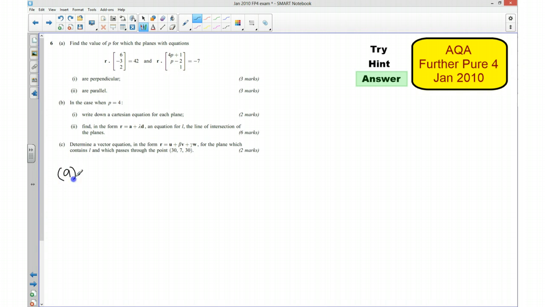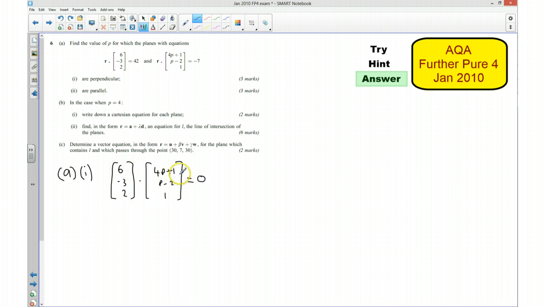So for part A, I want the dot product of the normals. So that's a normal to the first plane, and when I dot it with the normal to the second plane, if these two planes are perpendicular to each other, the normals will be perpendicular to each other, so the dot product is going to be 0.